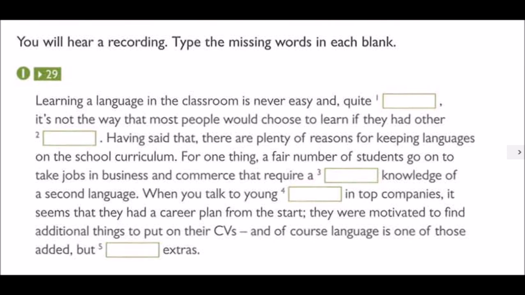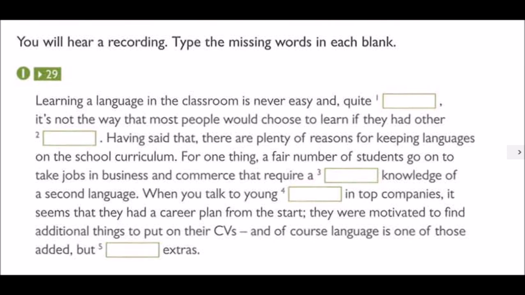Learning a language in the classroom is never easy, and quite frankly, it's not the way that most people would choose to learn if they had other options. Having said that, there are plenty of reasons for keeping languages on the school curriculum. For one thing, a fair number of students go on to take jobs in business and commerce that require a basic knowledge of a second language.